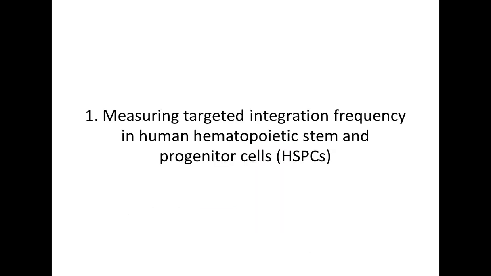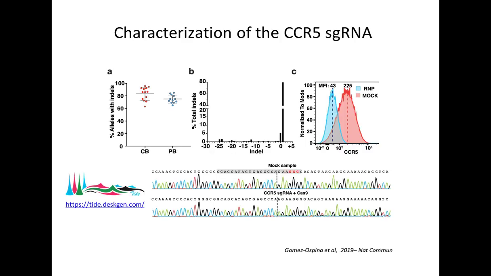So how do you measure target integration in human hematopoietic stem cells? The first step towards achieving high efficiencies of modification in these cells really starts with having a guide that has good efficiency. For this particular guide, you can see that in cells derived from cord blood, shown in red here, or peripheral blood, shown in blue, you get either 85% or 75% of the alleles with indels in them.